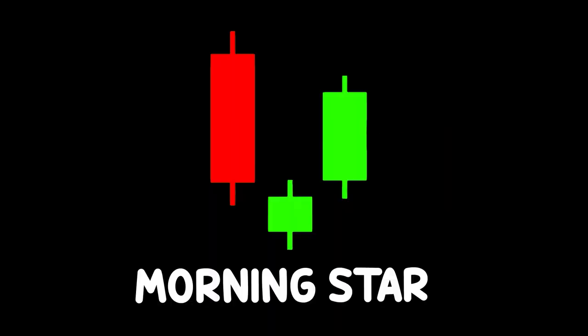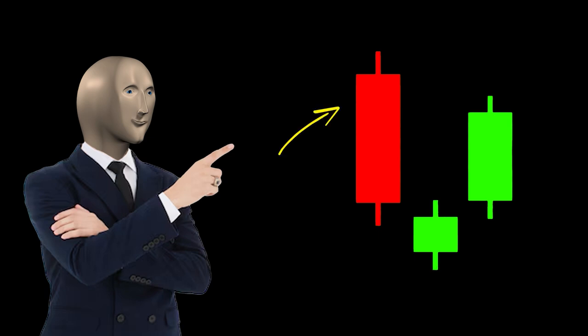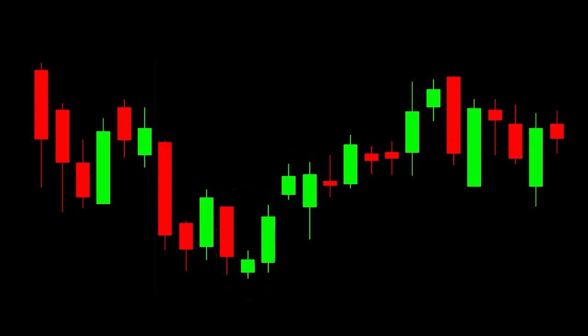Next up, the morning star, a 3-candle bullish pattern. A big red candle, a small indecision candle, doji or spinning top, and a strong green candle closing into the first range. It shows buyers taking control after a downtrend. Confirm with volume or a trendline break. Enter above the green's high, stop below the middle candle. It's strong near support. This pattern signals a shift to bullish momentum. The bigger the green candle, the better.